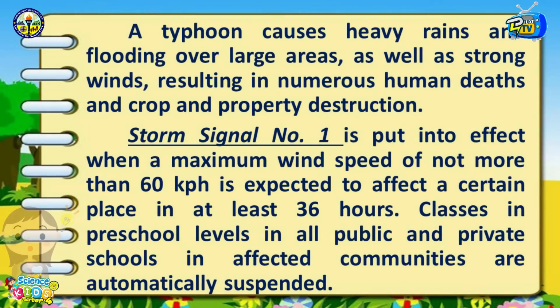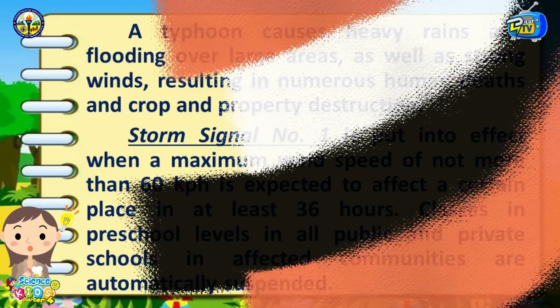A typhoon causes heavy rains and flooding over large areas, as well as strong winds resulting in numerous human deaths and crop and property destruction. Storm signal number 1 is put into effect when a maximum wind speed of not more than 60 km per hour is expected to affect a certain place in at least 36 hours. Classes in preschool levels in all public and private schools in affected communities are automatically suspended.